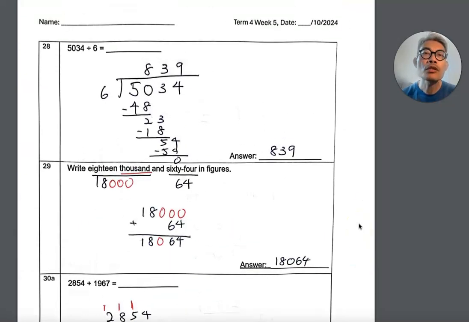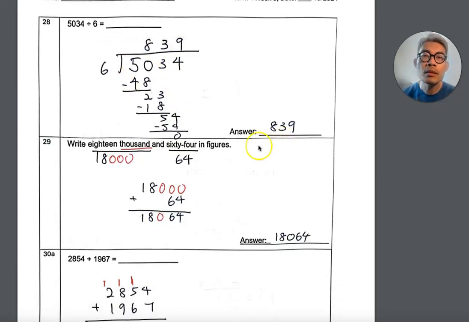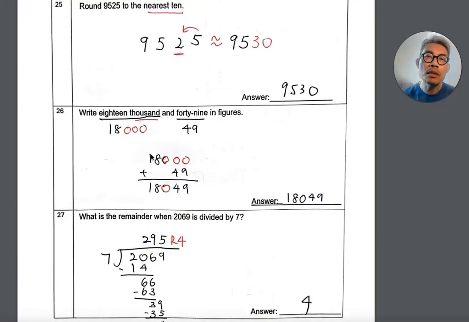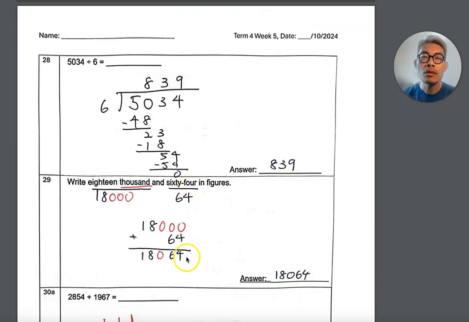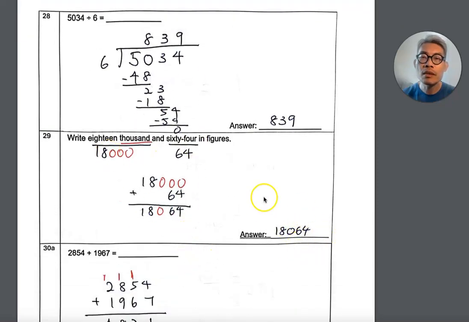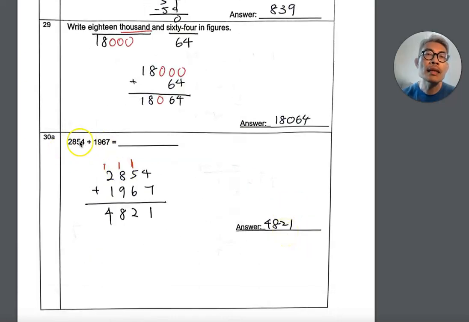Next one, question 28. Again, if you can't do this, it means your 6 times table is no good. You've got to build it up. Just divide and you get this answer. Again, very similar to the one before. The earlier one was 18,049. This is 18,064. Write down this in figures. Figures means in a number. Add this together. You must remember to carry over. And this will be 4,821.